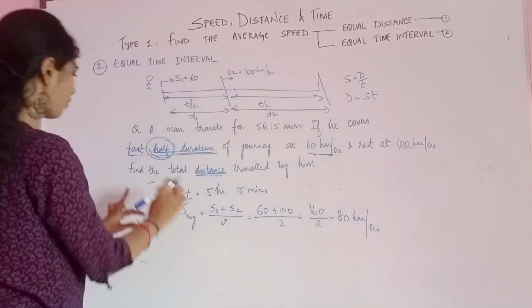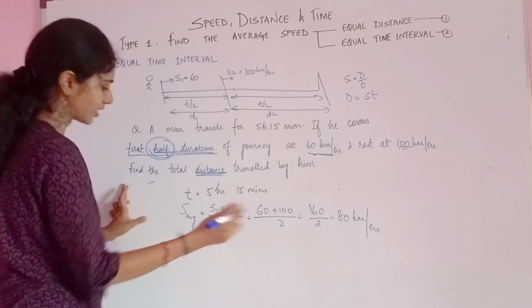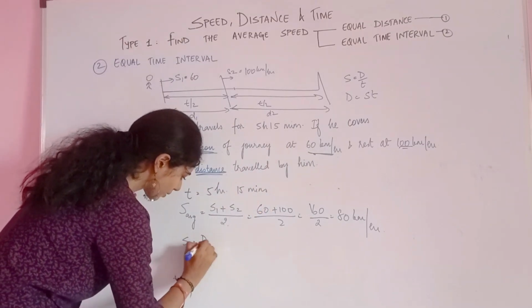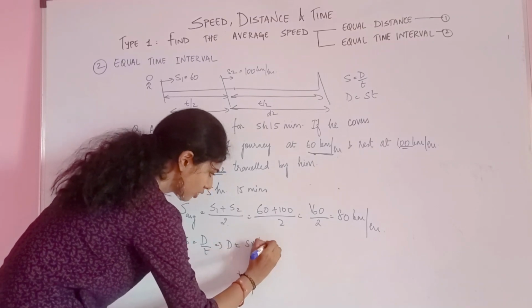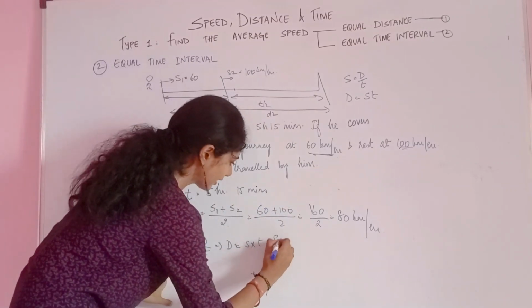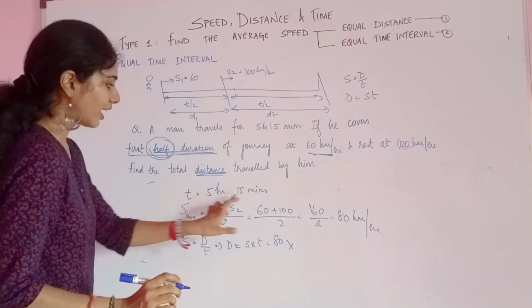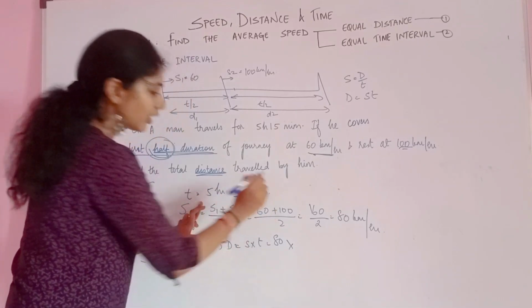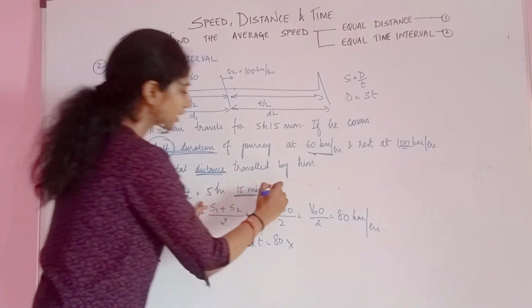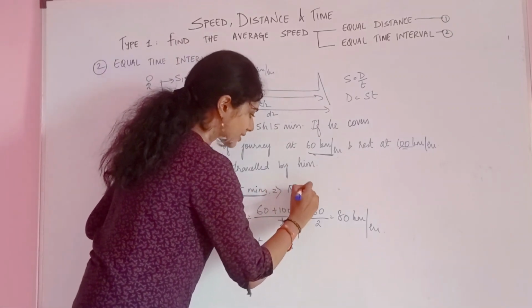So find the total distance travelled by him. What is the distance formula? We know that speed is equal to distance by time, so distance is equal to speed into time. So direct application: 80 into 5 hours 15 minutes. Convert the units. 15 minutes must be converted into hours. So how will you convert it into hours? 15 minutes.